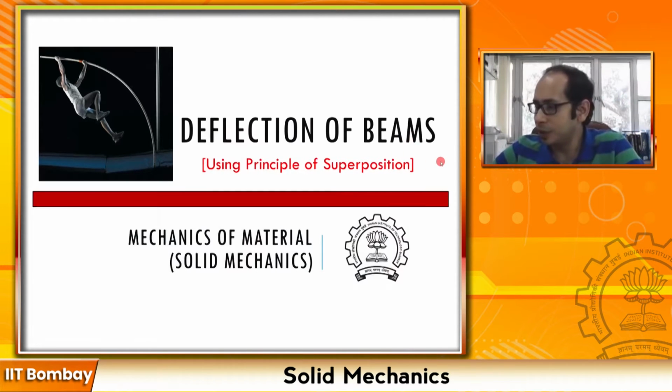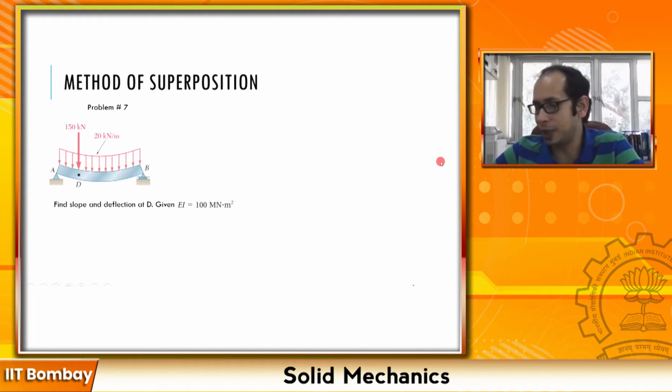Now, using the principle of superposition, before we get into that, let's take a look at this beam over here. This is the 7th example problem in the list of problems which we have been doing. In this beam, you have a uniformly distributed load, it's simply supported, and you have a 150 kilonewton load acting over here. What the problem asks you is the slope and deflection at the point D.